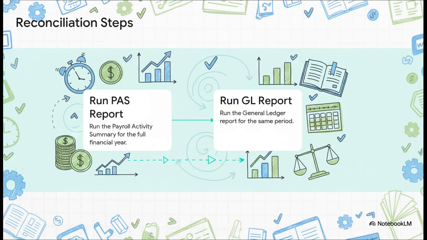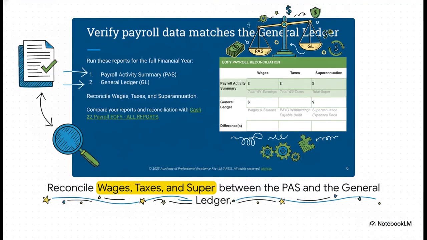Okay, so where do you begin? The process always starts by running two key reports that cover the entire financial year. First, you'll need the Payroll Activity Summary, also known as the PAS. Second, you'll need the General Ledger, or GL report, for that exact same period. And this is where you do the comparison. You take the totals for key categories like wages, taxes, and superannuation directly from that Payroll Activity Summary, and you match them, line by line, against the accounts in your General Ledger. If anything is out of alignment, even by a small amount, it must be investigated and corrected.